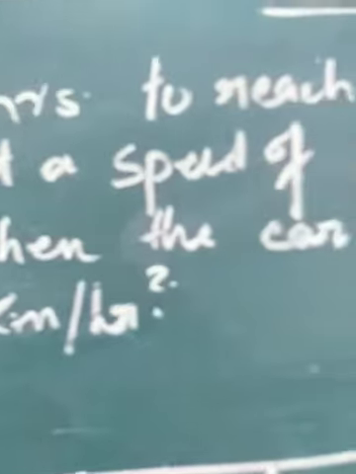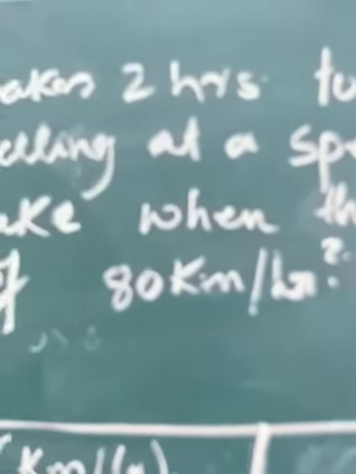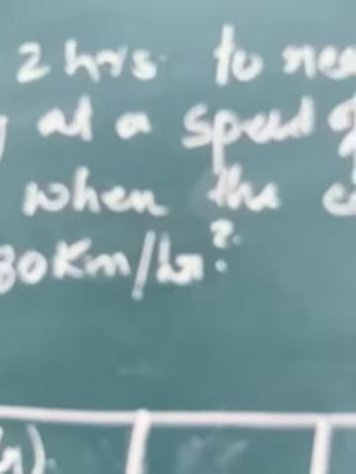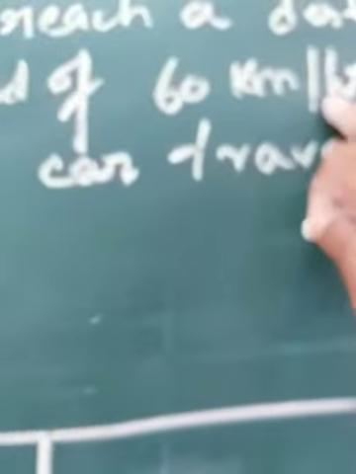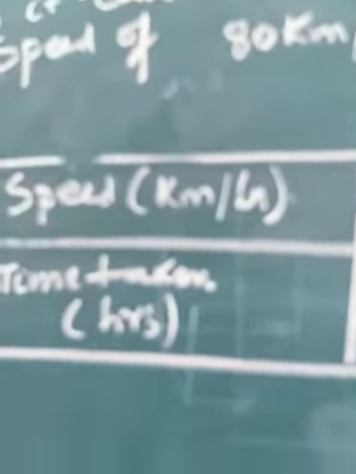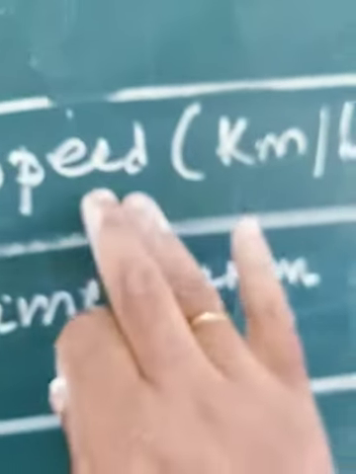Now let's move on to question number 9. In question number 9 it says that a car takes 2 hours to reach a destination. There is one particular car. So it takes 2 hours to reach a destination by traveling at a speed of 60 km per hour. So this is the first sentence. According to the first sentence, the topics being discussed are speed, with the unit kilometer per hour, and the time taken.